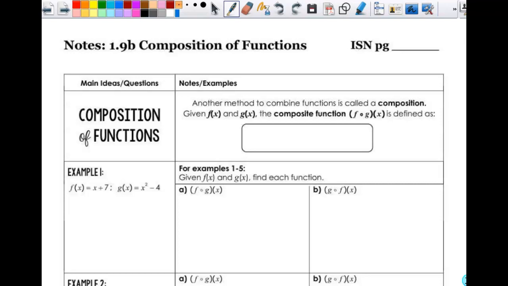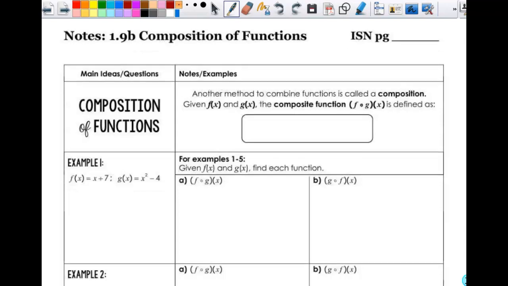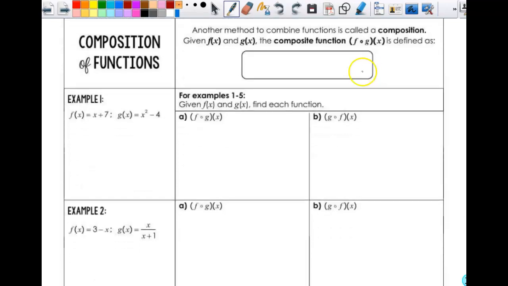All right, composition of functions. So yesterday we did add, subtract, multiply, and divide. So we can also do compositions, which this should be 100% review because I didn't even include the domain on this stuff because it's really kind of out there. So composition of functions. This is another method to combine functions called a composition.